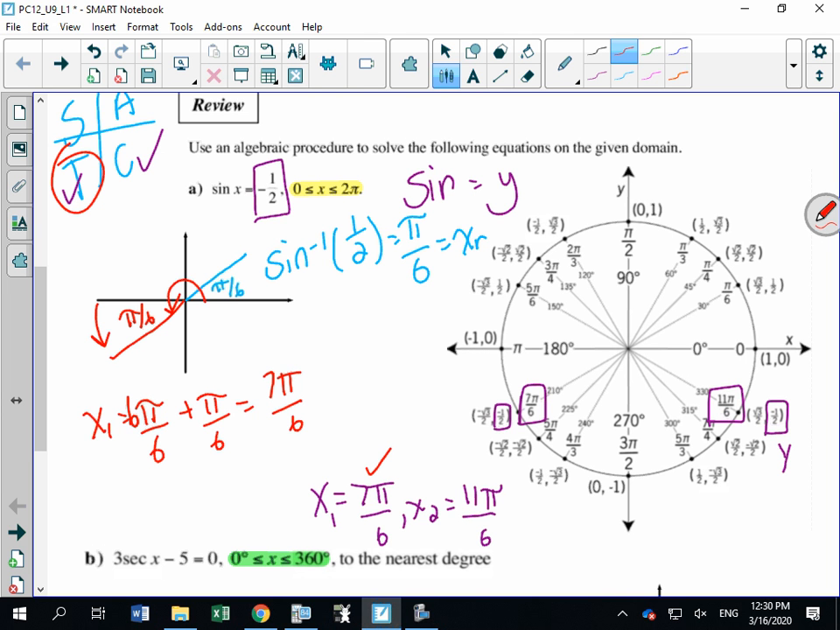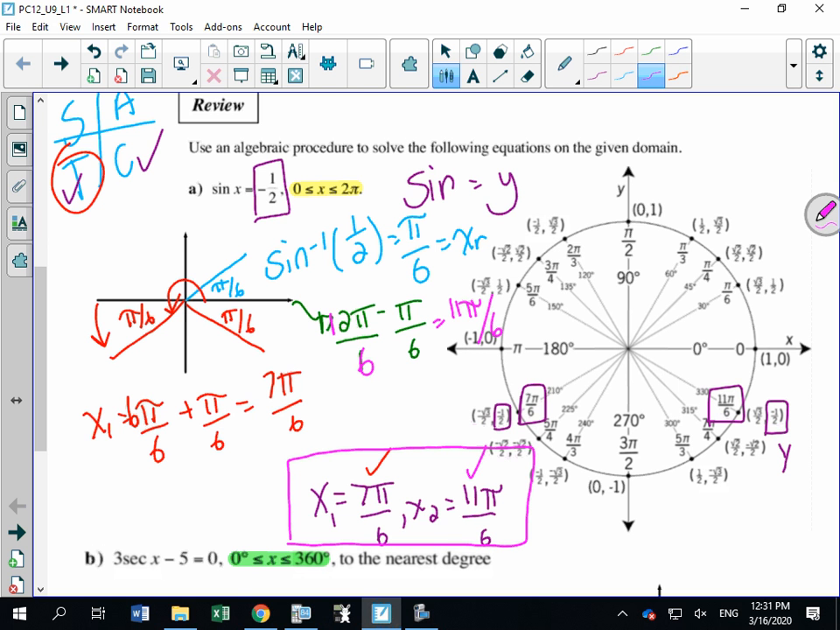The other reference angle is in quadrant 4. So if this is pi over 6, we need to figure out the answer in quadrant 4. This would be 2 pi minus pi over 6. If I was getting common denominators, this is over 1, so let's make it over 6, that would be 12 pi over 6. 12 pi over 6 minus pi over 6 is 11 pi over 6. And that's what we have there. So there's my x1 and my x2.